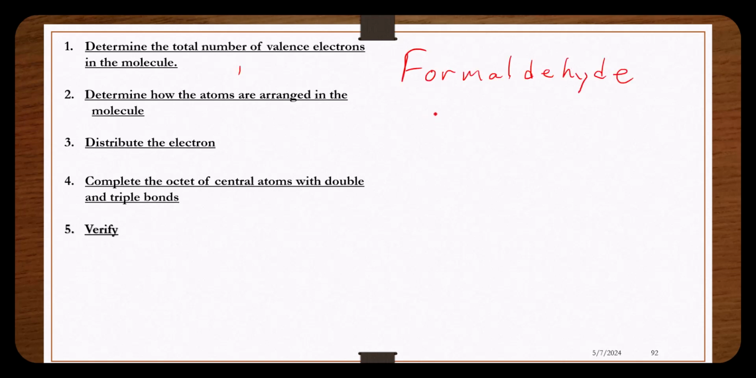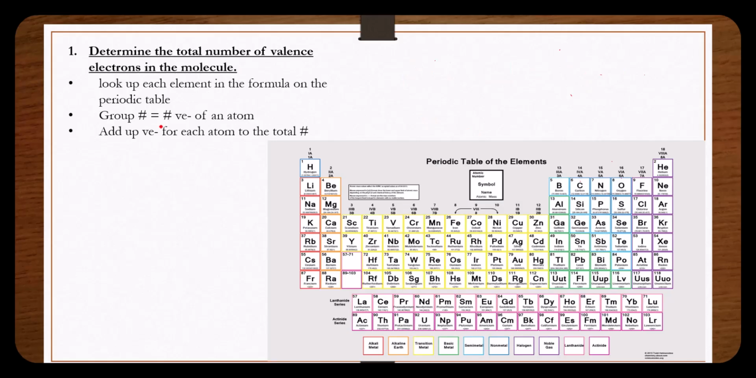We can start out with formaldehyde, which has a formula of CH2O. So in the first step, we have to determine the total number of valence electrons in the molecule. We said the molecule was CH2O. We can find the total number of valence electrons by looking up each element on a periodic table. The group number that the element is in is the number of valence electrons.